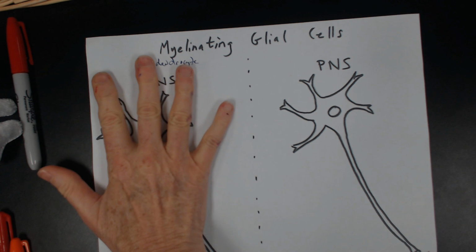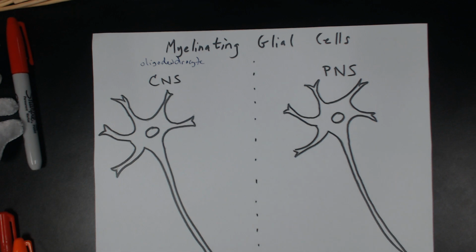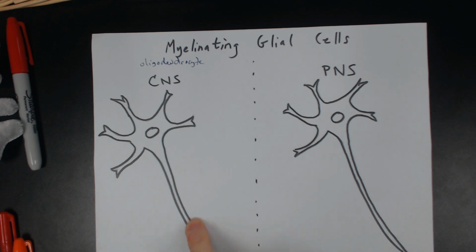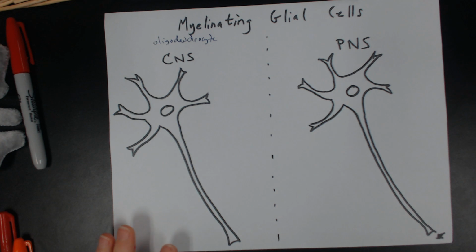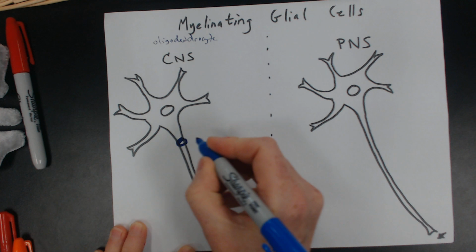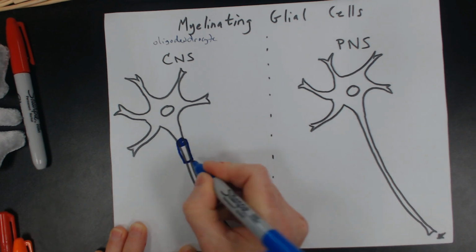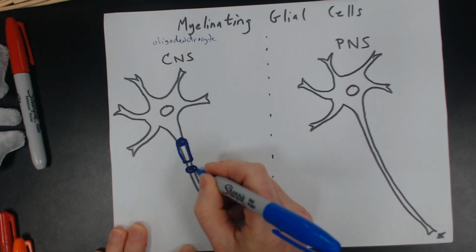Okay, so looking on this side, we're going to start with the CNS. Like I said before, here's your dendrite, here's your soma, and this is going to be your axon. So your myelinating glial cells are going to be wrapping themselves around the axon of the neuron in the CNS. To represent that they're wrapping around, I have this little spiral here. I'm going to draw it down, and that just means it's wrapping around. So these are all actually from one cell.